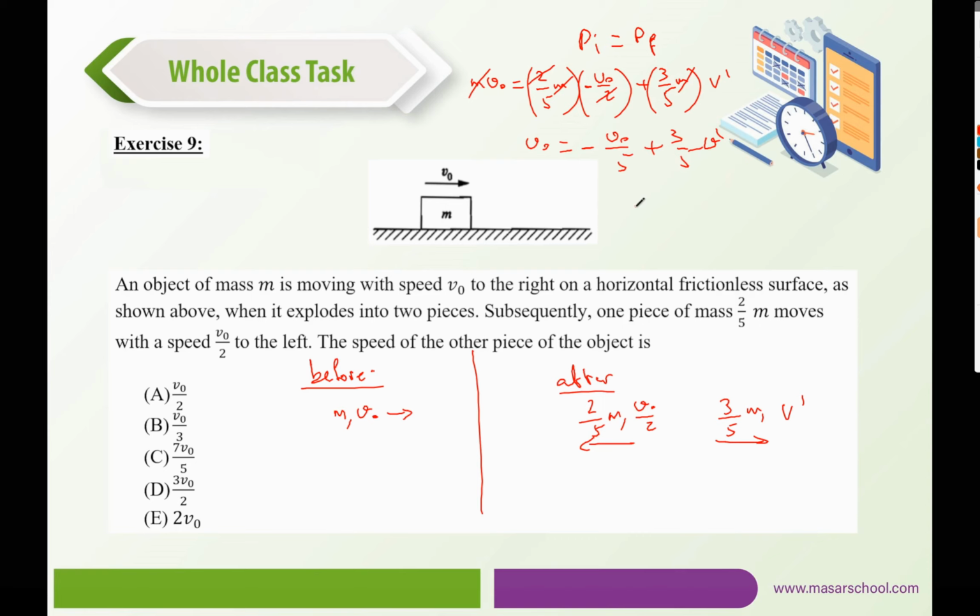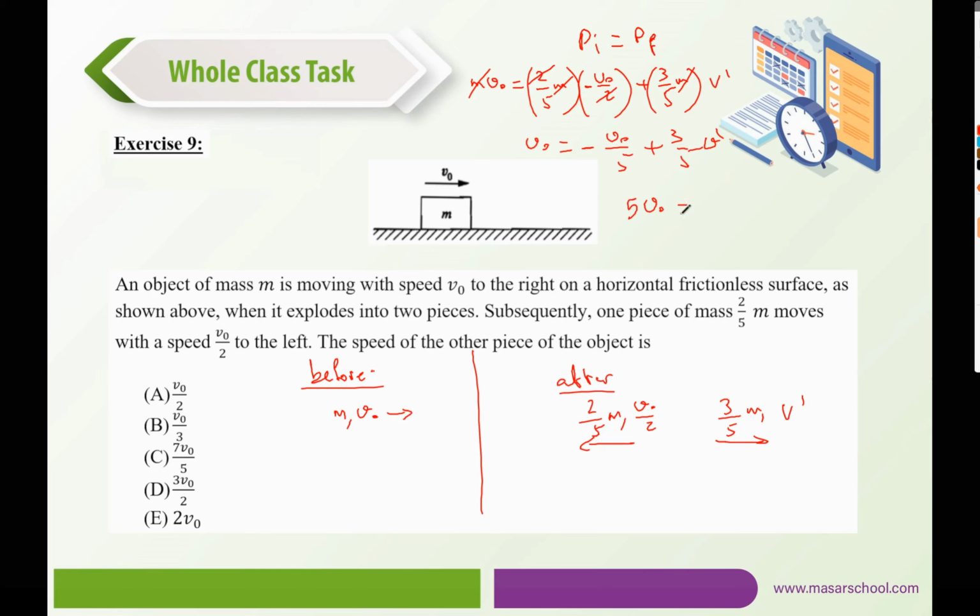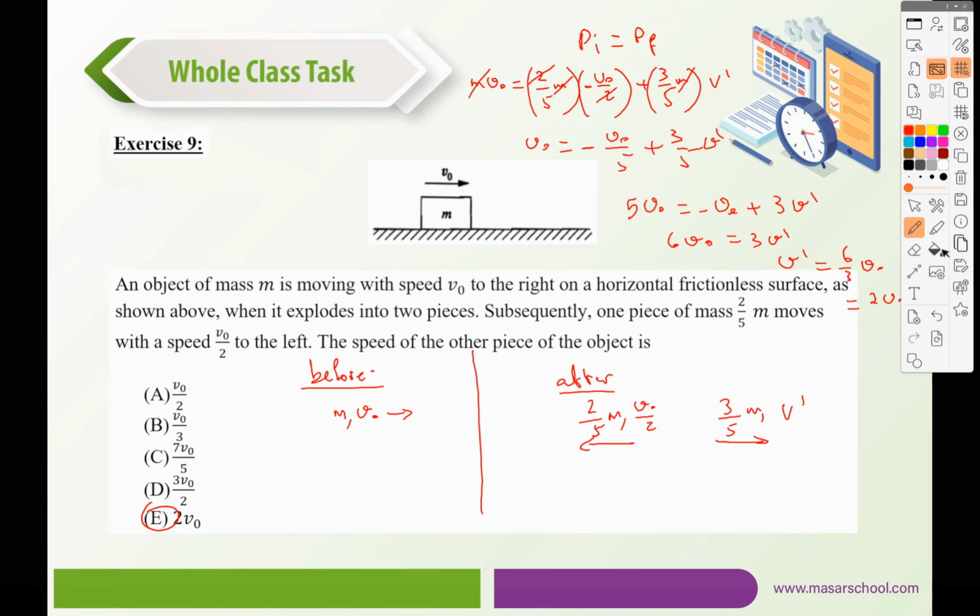Now let me just multiply everything by 5. So that would be 5v0 is equal to minus v0 plus 3v prime, which means 6v0 is equal to 3v prime, which means that v prime is equal to 6/3 v0, which is equal to 2v0, and that would make E the correct answer.